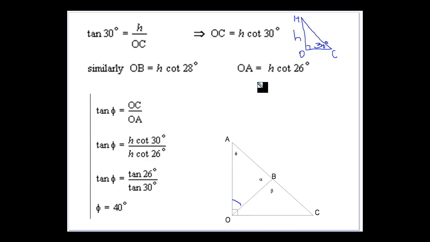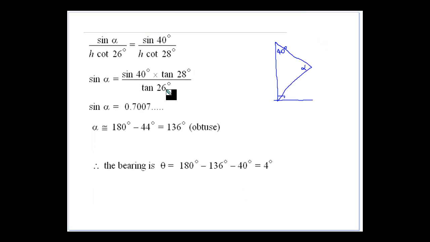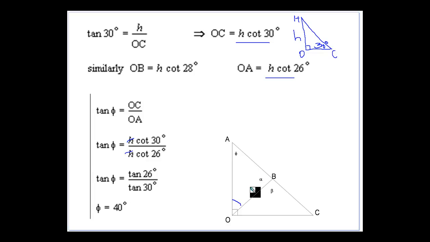So from what we had here, H cot 30 over H cot 26, the H's cancel, and we get cot 30 on cot 26, which is the same as tan 26 on tan of 30. Take the inverse tan of all those, and we get that angle being 40 degrees. So that's a start. I know that's going to be 40 there, so I can start to play around with it. I do know now that if I look at this triangle, with this alpha that I want to find, so I've just drawn up this triangle here.